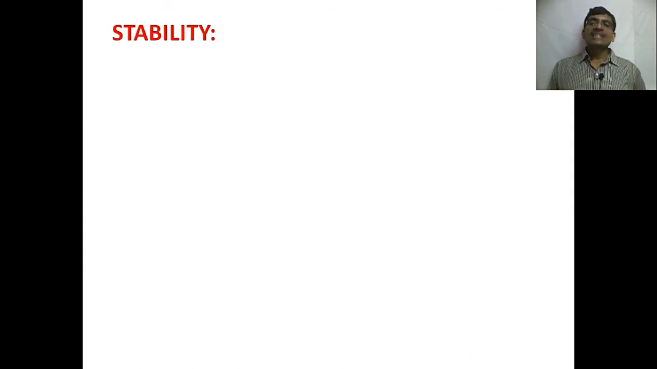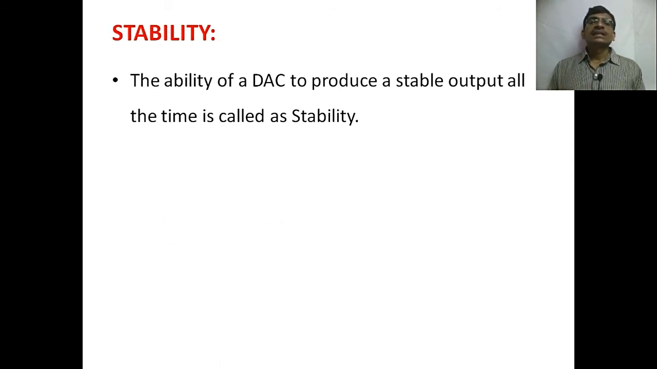And the next one is stability. The ability of a DAC to produce a stable output all the time is called stability. So it will produce a stable output for all time. If after some time it gives a different voltage for the same binary input, then that is called instability in the system.